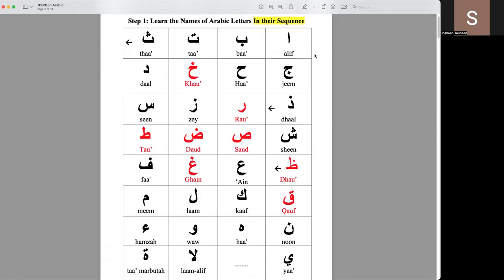To practice the names, go over and over again, listen to it many times, say after me, and master the names of the letters with their sound differences. In the next step, we are going to learn how to practice these letters out of sequence. So when we are reading the Quran, we can recognize them out of place.